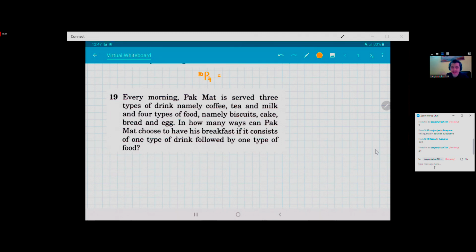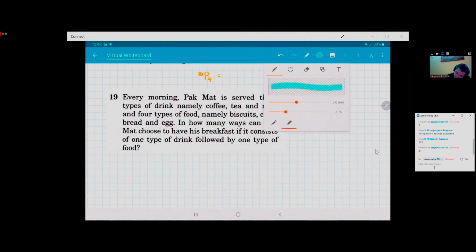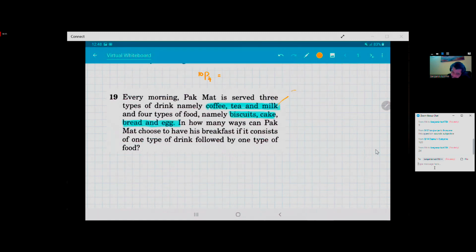Do you not realize that this question here is similar to that ping pong question? Okay, so we have to separate the problem into 2 parts. Drinks, coffee, tea, milk, 1 part. And then after that, food, you've got biscuits, cake, bread, and egg. So you faham tak? As for drinks, dia ada 3 pilihan. As for food, ada 4 pilihan kan? Okay. Pak Mat is only supposed to take 1 drink and 1 food. Does that make sense? Okay. So 1 drink and 1 food.